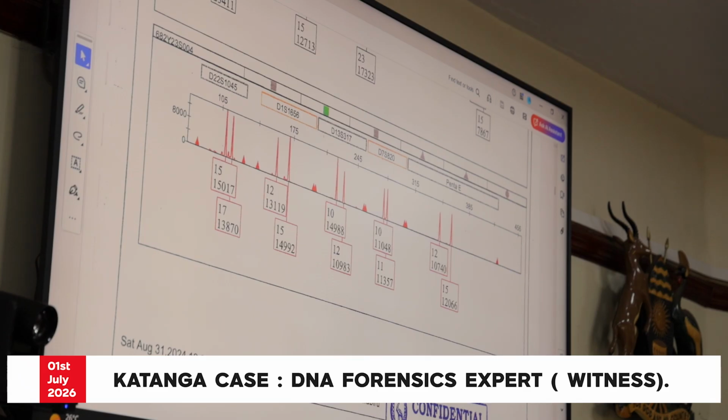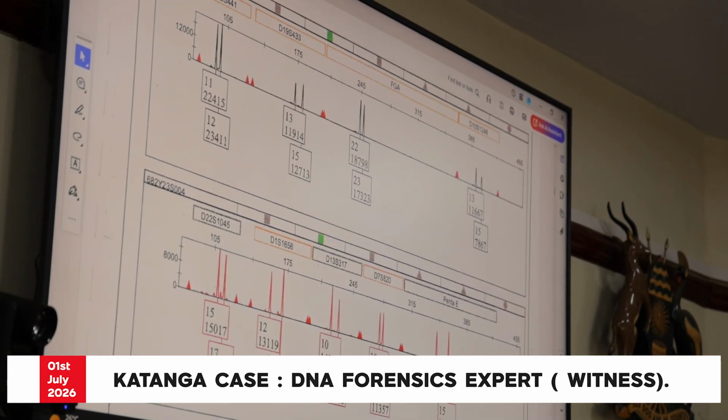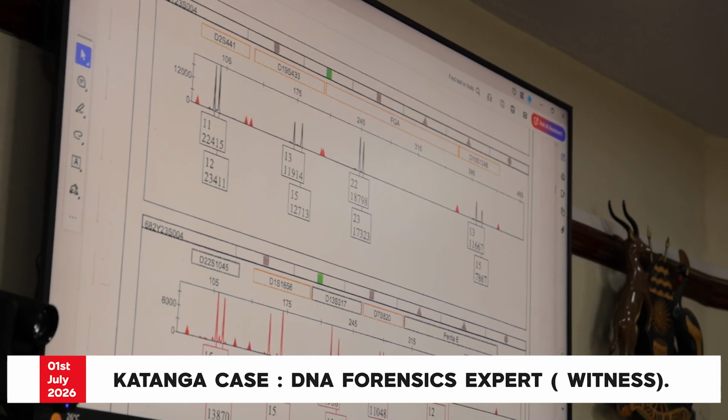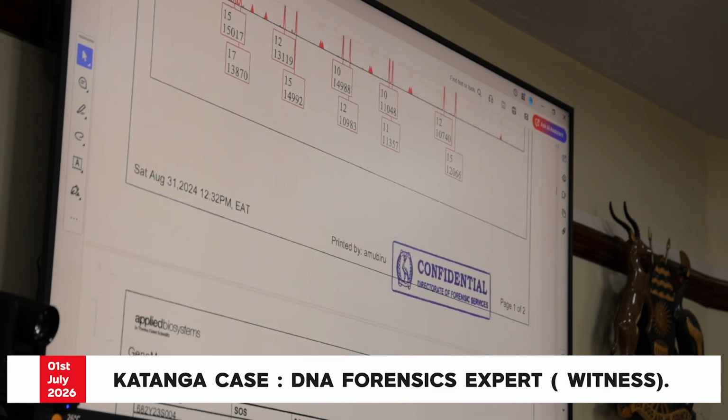Now, we're also seeing different colors. I'm seeing red, I'm seeing green, I'm seeing black. These are merely fluorescent tags added during the DNA profiling process in order for us to visualise the DNA profile. Without these colours, the graph would just be a mash of information and we couldn't separate it out visually as we do now.